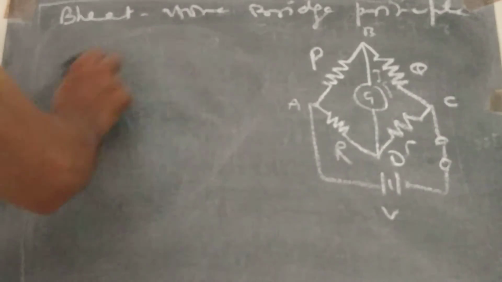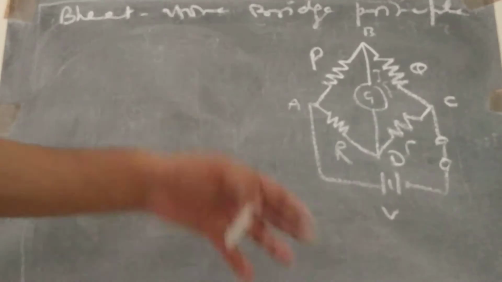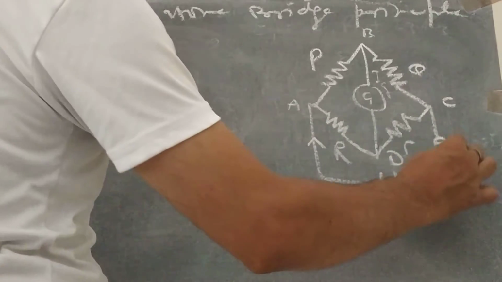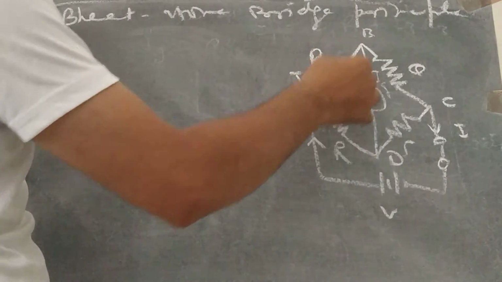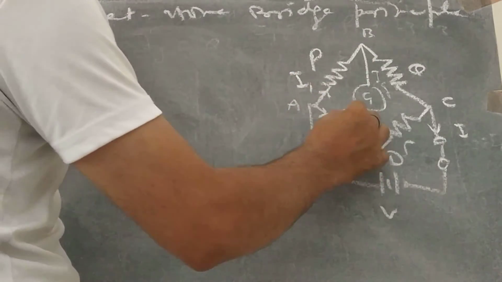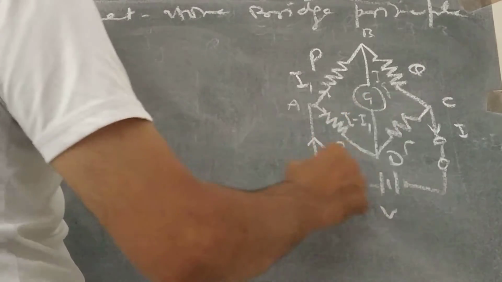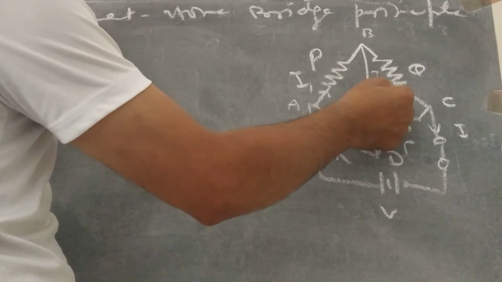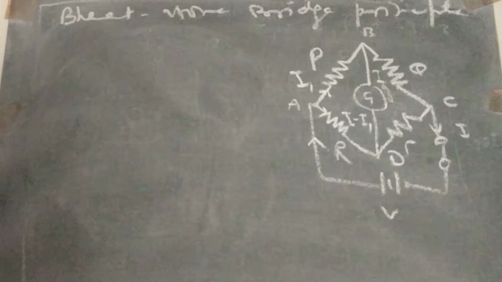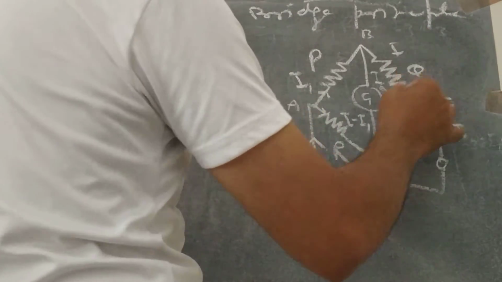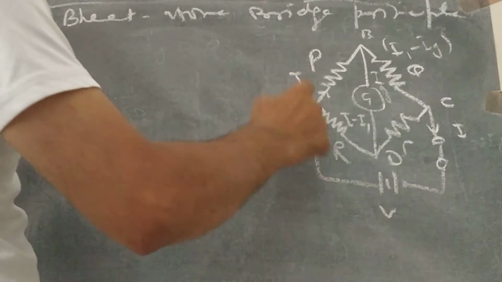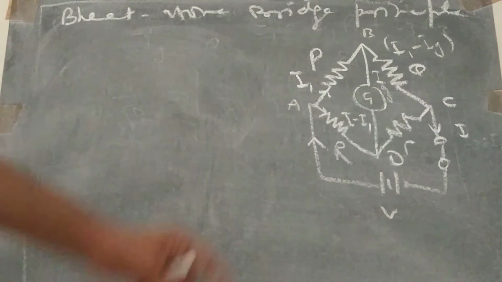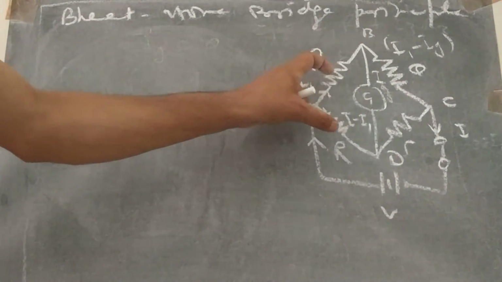For proving this Wheatstone bridge principle, we represent the current. If the total current is I, let I1 be the current across resistance P, then across R it must be I minus I1. If Ig is the current across the galvanometer, then the current left with the resistance Q will be I1 minus Ig. We are following the same law, that is, incoming current must be equal to outgoing.